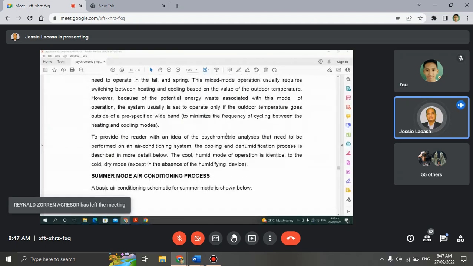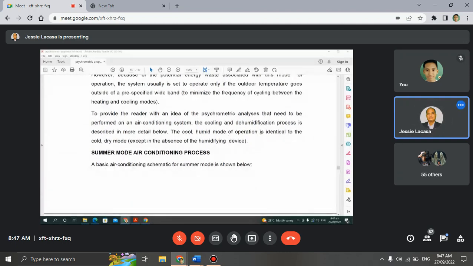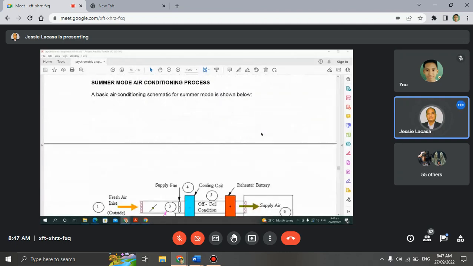So, depende na sa area kung maginahanglan siya og humidity control, no, katong mga clean room. Kay ang humidity ani is tolerable naman, swak naman sa range.